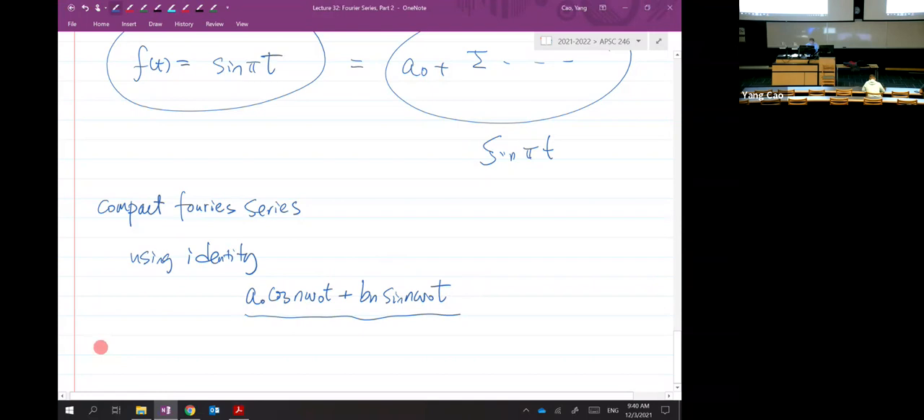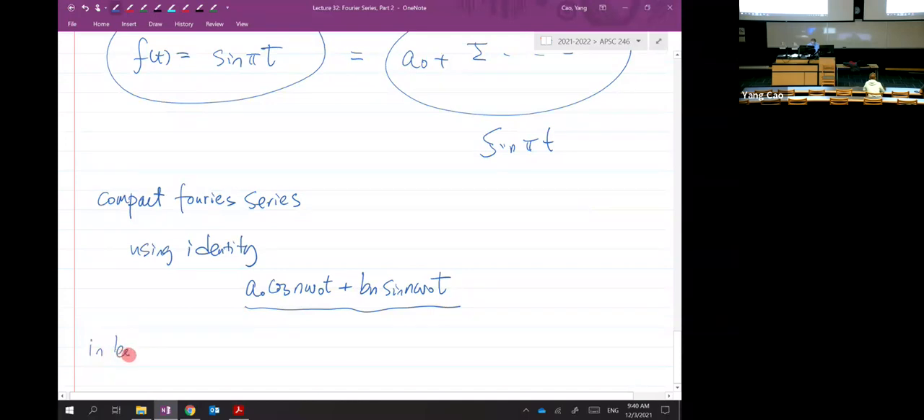Now, I want you to look at the lecture notes in lecture 21. In lecture 21, I presented that if you have an addition of a sine and cosine with the same frequency, but possibly different amplitude, then you can write these two terms as one single term. It becomes Cn cosine n omega naught t minus a phase angle phi.